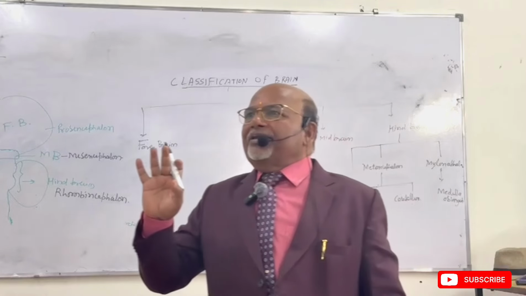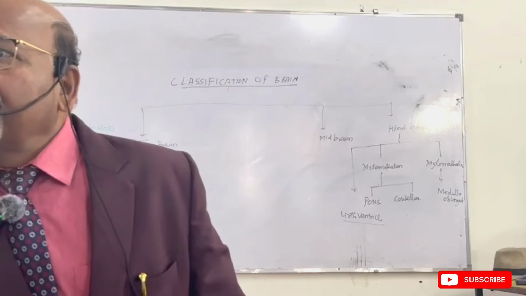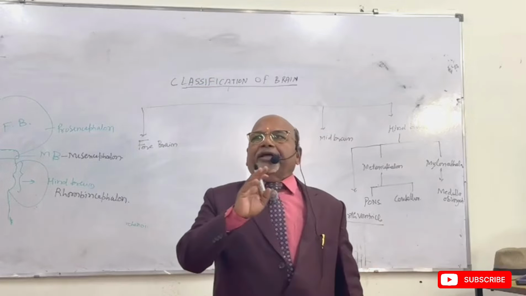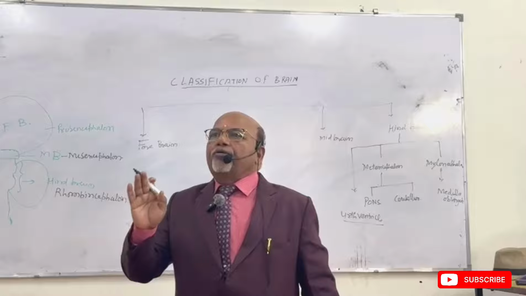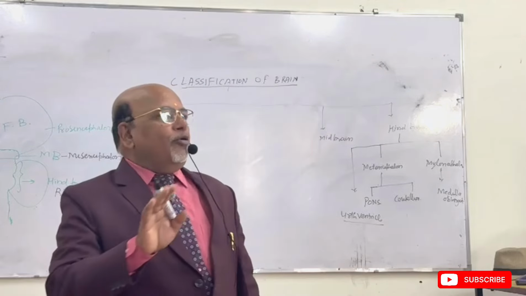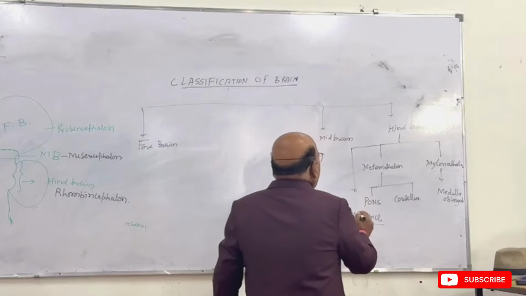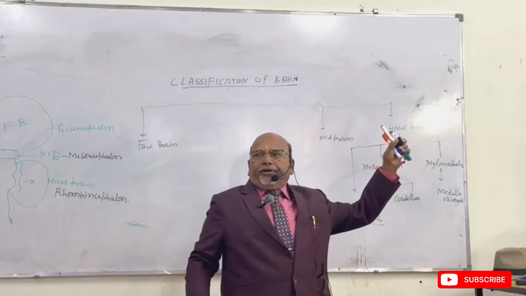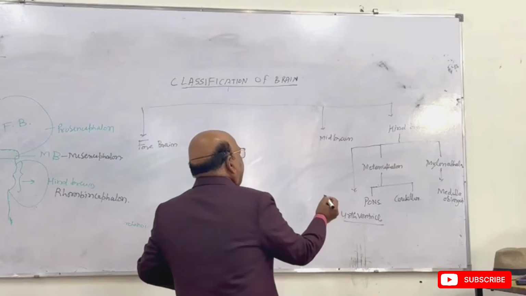What is the name of these ventricles which are situated in the brain? Two lateral. Very good. Two lateral ventricles, right and left. One is the third ventricle, and one is the fourth ventricle. The fourth ventricle is situated in which part of the brain? Hindbrain. You remember it.